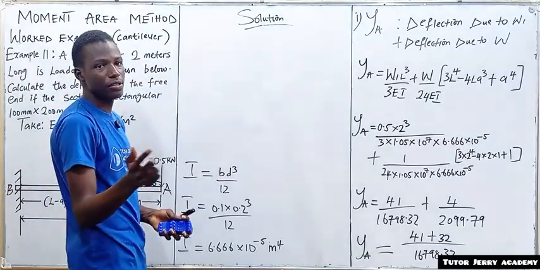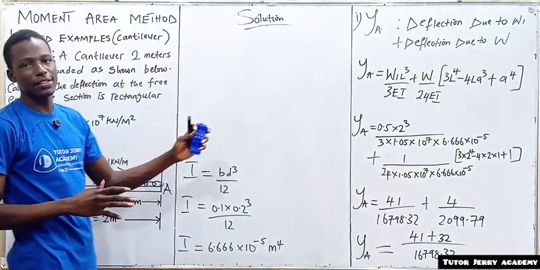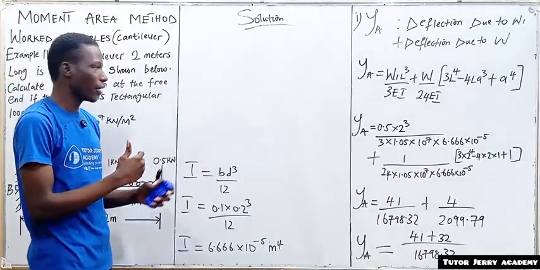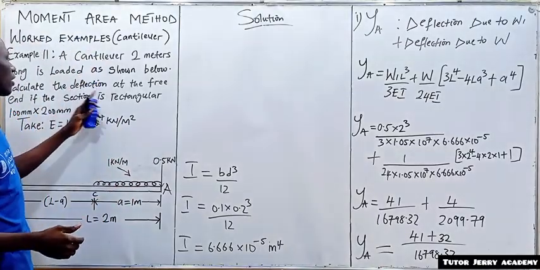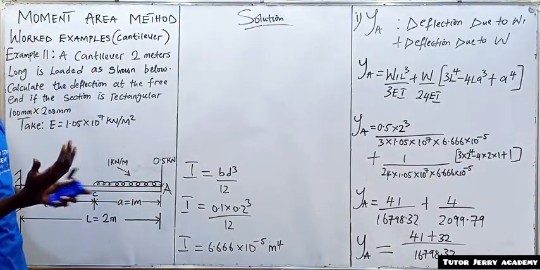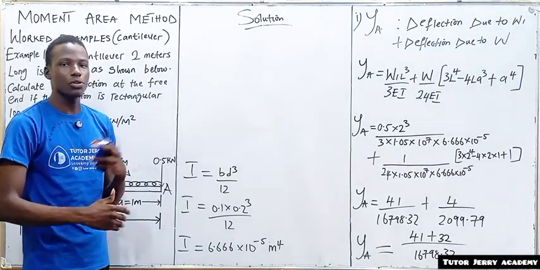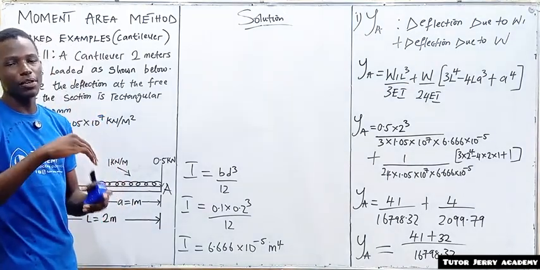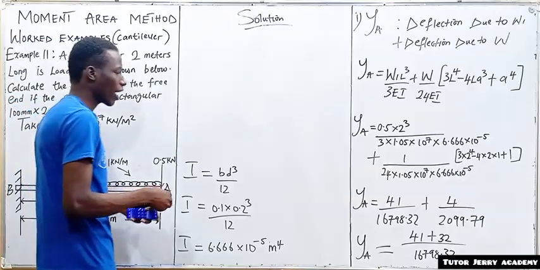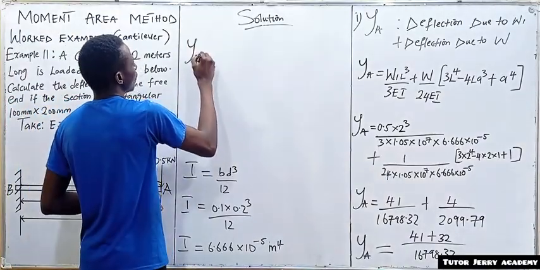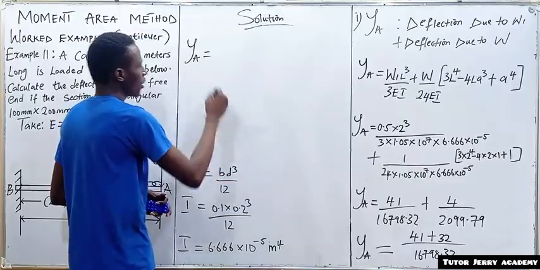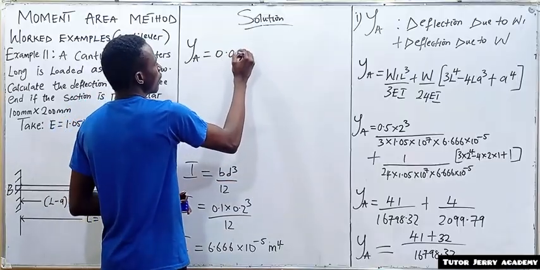So you must have noticed the logic. We convert before solving. We have our unit in millimeters here, our breadth and depth in millimeters, so we convert to meters, we solve, and after solving we convert back to millimeters. So we say YA is equal to, if you do that, you get 0.004345.